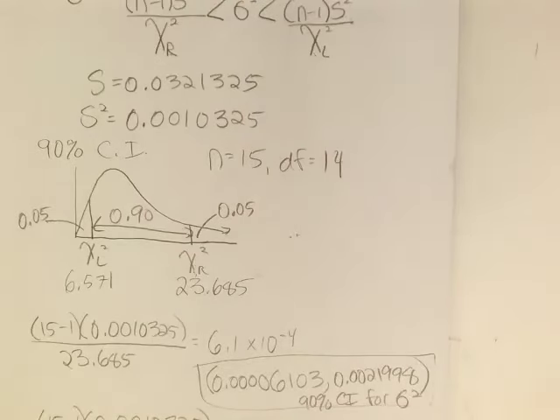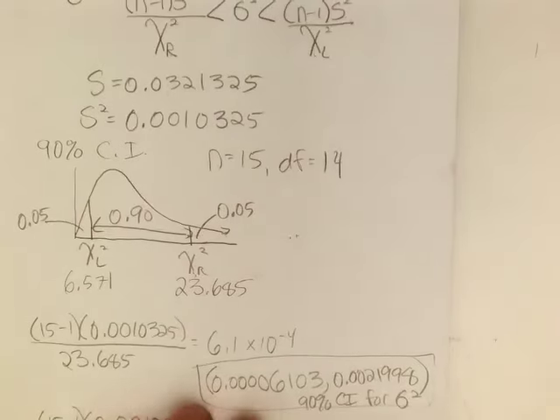Just keep in mind this is not a built-in confidence interval in the calculator, but we can put this into StatCrunch and jump directly to the confidence interval for the variance, which is what I'll do in my next video.